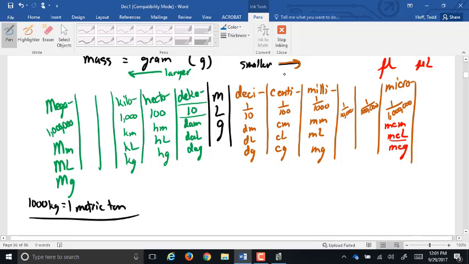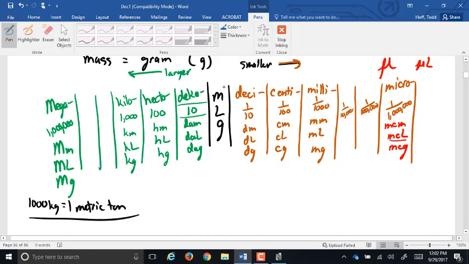So those are our units. To convert within the metric units, it's actually quite simple. Because every position on this chart is multiplying or dividing by 10, and when you multiply or divide by 10, all it does is move the decimal point. So converting units is simply moving the decimal point.